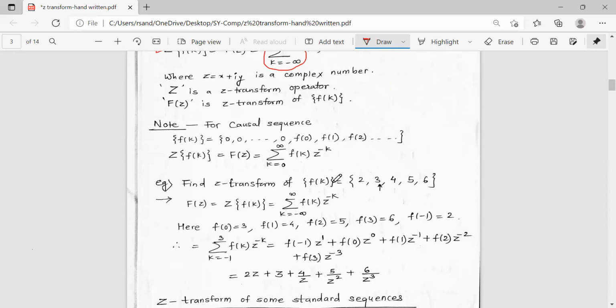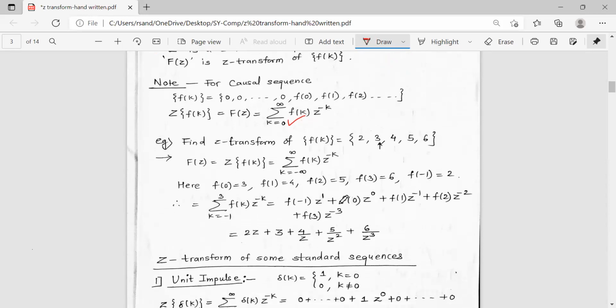And therefore, for the causal sequence, means only positive values. Okay, negative values ka answer 0 hai. There, this is the change. K is ranging from 0 to infinity. Everything is same: f of k into z raised to minus k, and the answer is in terms of z. Okay, so this is one simplification. It is done.